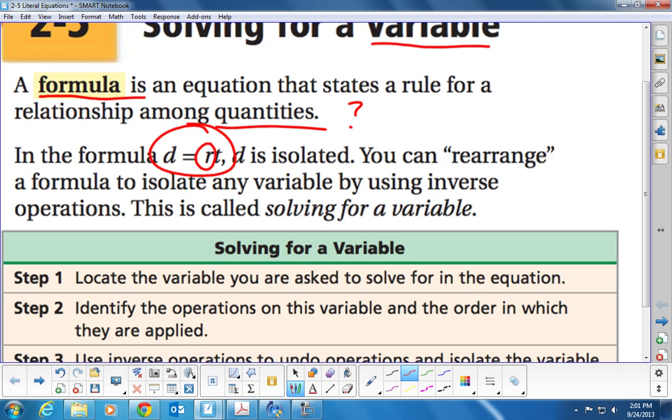Let's say that I didn't know what the rate was, but I did know what the time was, and I did know what the distance was. So having d isolated doesn't help me. I need to have r isolated. I need a strategy to do that.